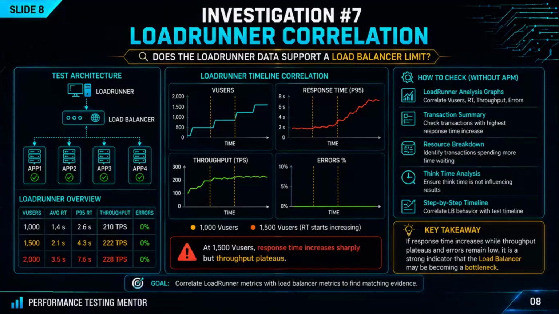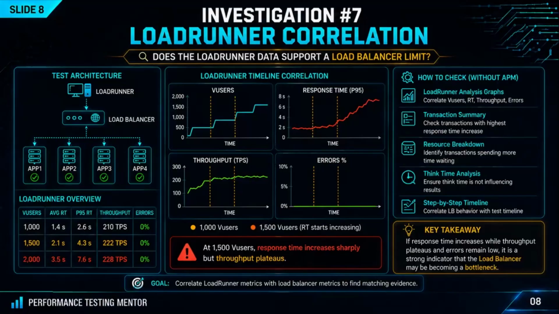Now I bring the LoadRunner into the investigation. I look at the relationship between vusers, transaction rate, response time, errors, and throughput. Here's what I see. Up to around 1000 virtual users, response time is stable. As the load approaches 1500 users, response time starts increasing. At around the same point, App4 starts receiving a much higher percentage of the backend requests, and its response time also starts increasing. Meanwhile, the other application servers remain relatively stable.